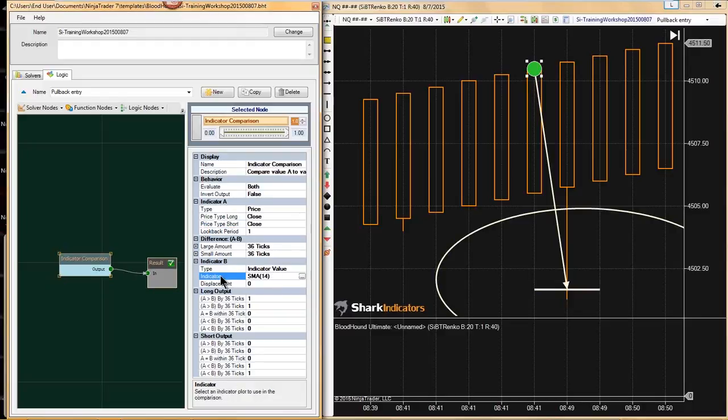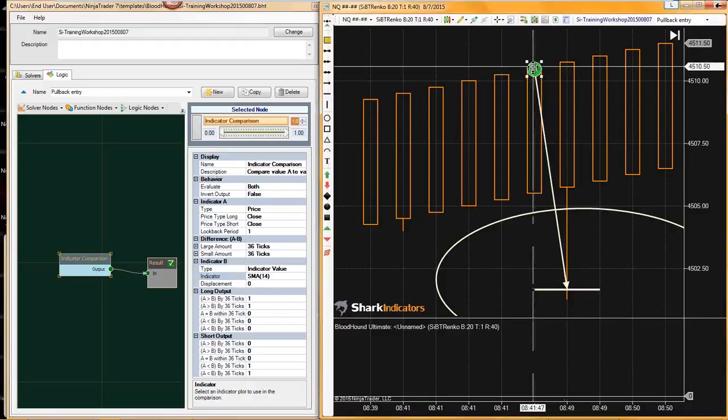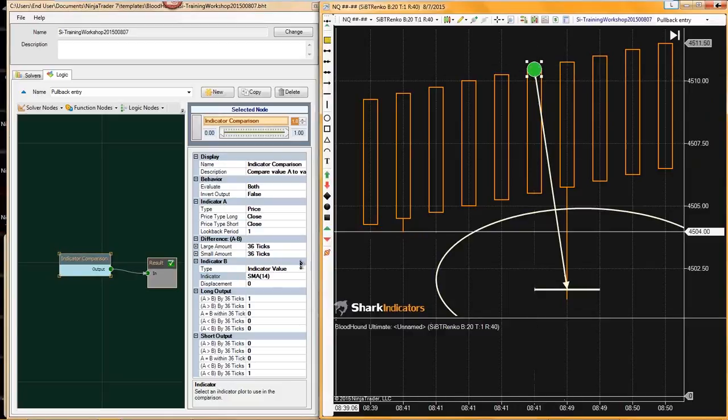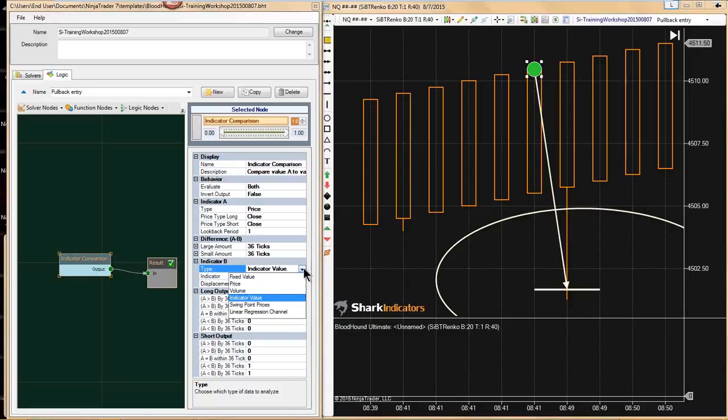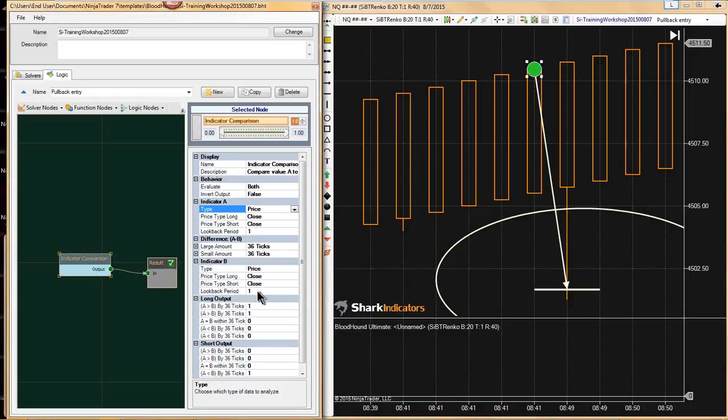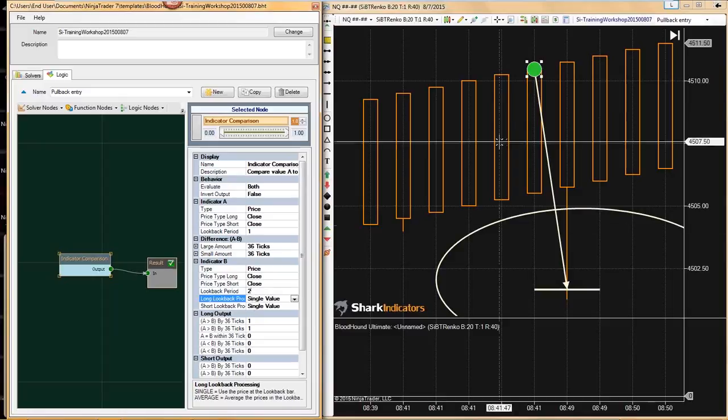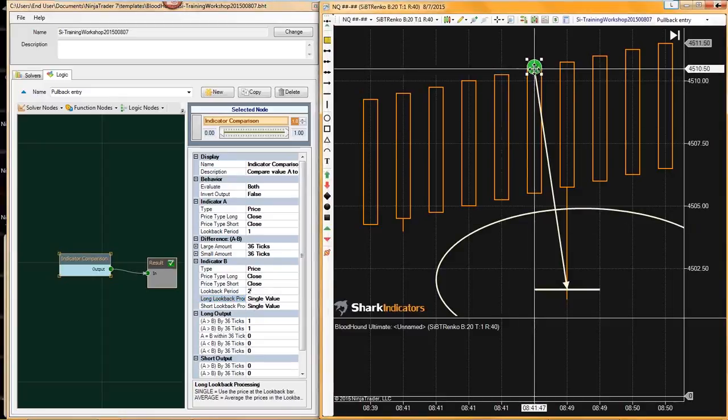Now indicator B is going to represent the closing price of the previously closed bar. To do that, we're going to go to price, and we're going to set our look back to 2. So look back set to 2, and we just leave it at the single value. The single value means just grab whatever the value is 1 bar back, but with a look back period of 2.